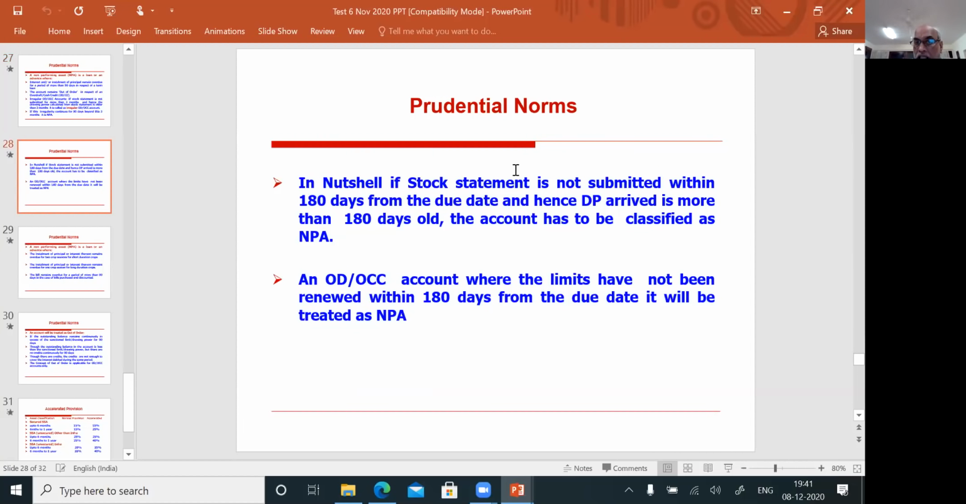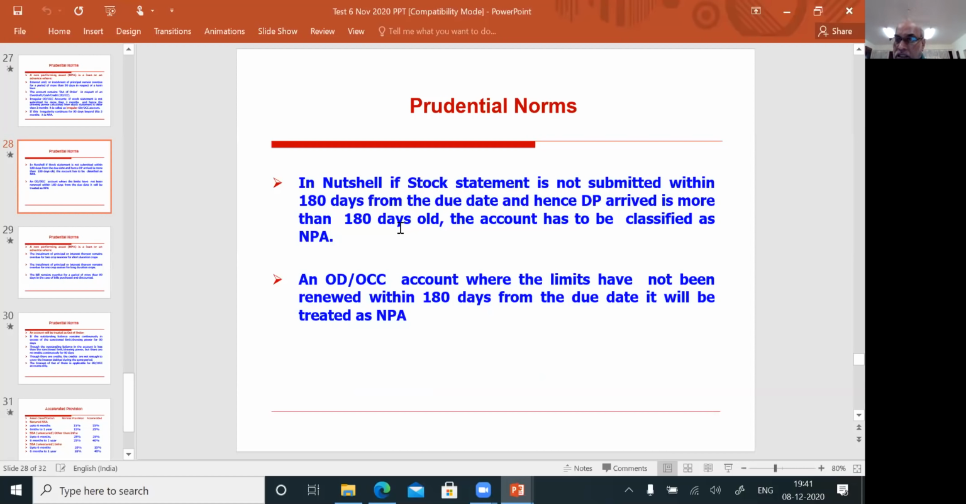In a nutshell, if stock statement is not submitted within 180 days from the due date, and hence DP arrears is more than 180 days old, the account has to be classified as NPA. Yesterday there was a question somewhere, I saw in the group. Stock statement is not submitted for more than 9 months. So what is the asset classification? More than 9 months means 270 days, isn't it?